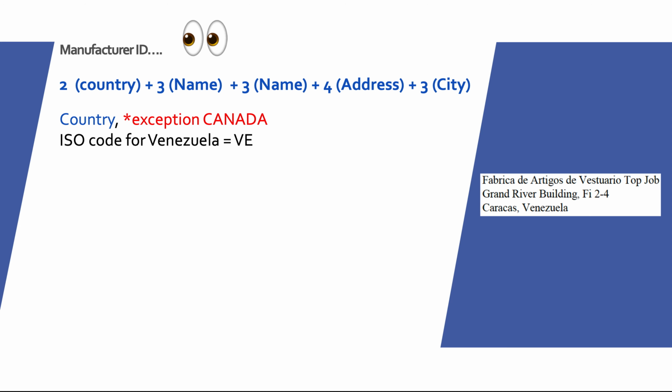If we look at our country, which would be the first part of our manufacturer ID, we have Venezuela. Remember, there is an exception. It is Canada, and there is a list. So make sure you check that out if you have Canada.